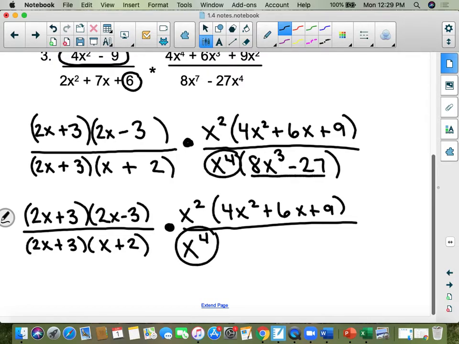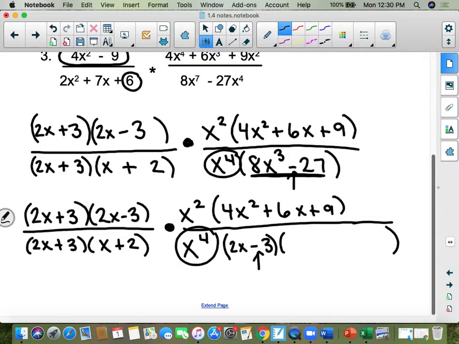I have to notice that this is a cube from 1.3, you guys. We learned how to do a cube. When you do a cube, you need a small parenthesis and a large parenthesis from 1.3. 8 is made up of 3 2's, so I know I need to have a 2x here. I know 27 is made up of 3 3's, so I know it needs to have a -3. Remember, if this is a minus, this is a minus.